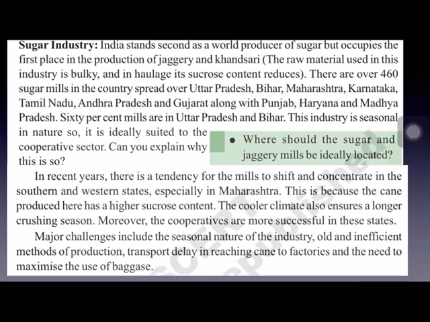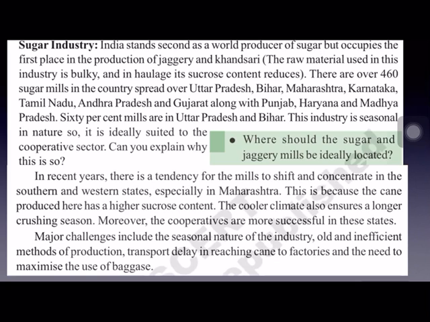Now the next one is the sugar industry. India stands in second place in the world as a producer of sugar. The first place is Brazil. Remember, Brazil is the leading producer of sugar in the world and second place goes to India. But India is first in the production of jaggery and kandasari. And in the production of sugar, it is in second place after Brazil.